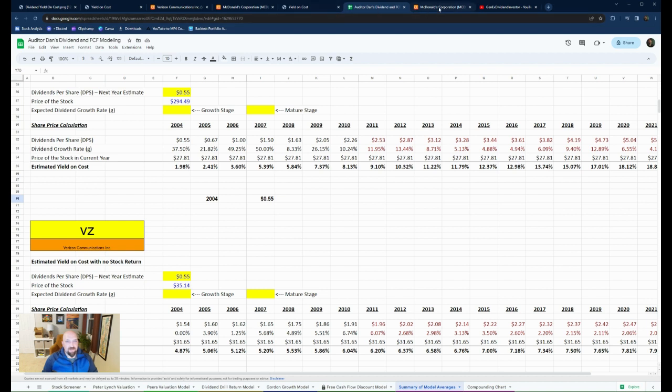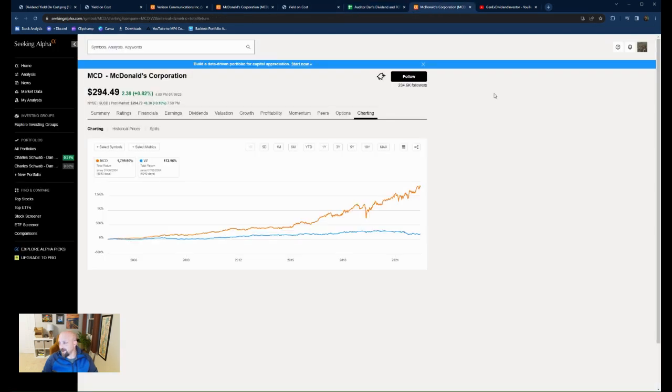But it's all about total return, I guess, right? Is that what we say? So you can see, unsurprising to anyone, McDonald's shares also outperform Verizon, not just the dividend. So you can see the difference here. Now, does that mean something with a higher yield on cost will always outperform something with a lower yield on cost? I would doubt that, maybe, but that's not why we're here today.